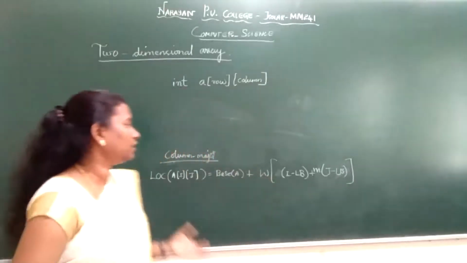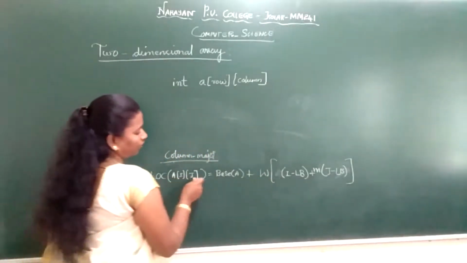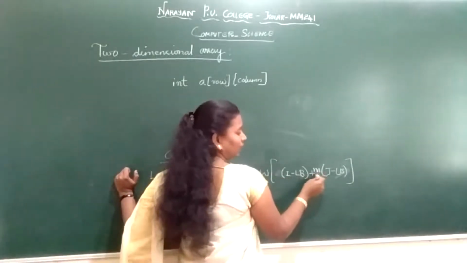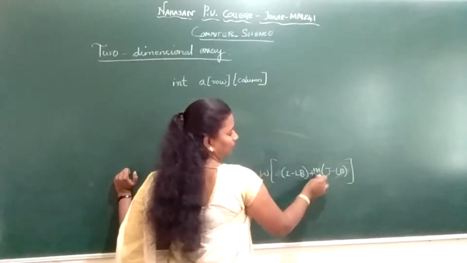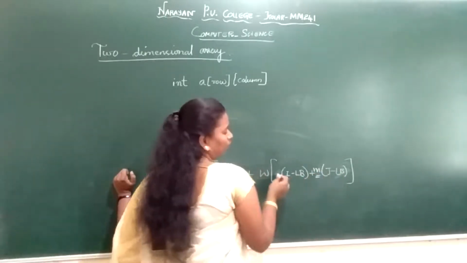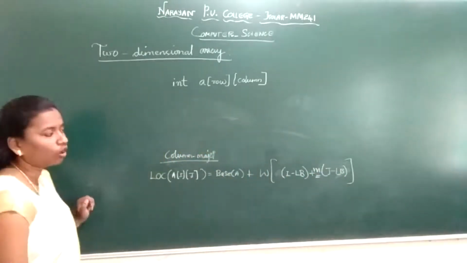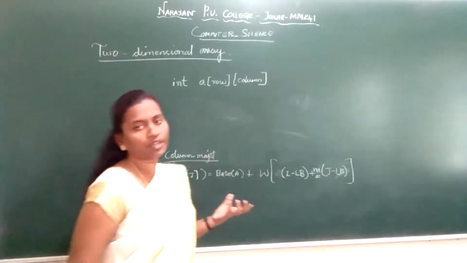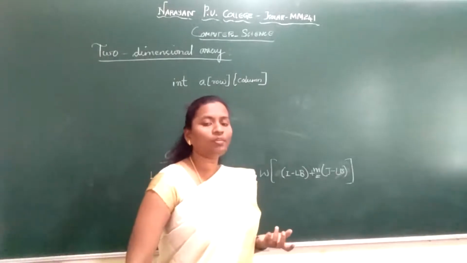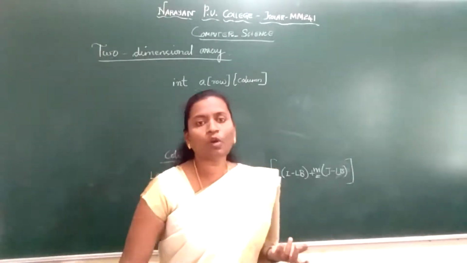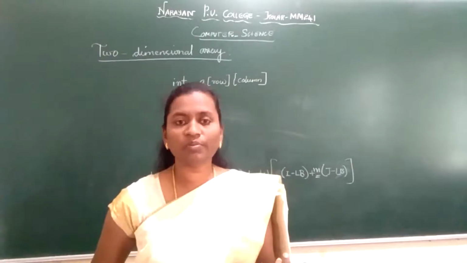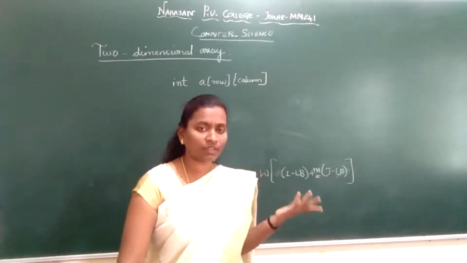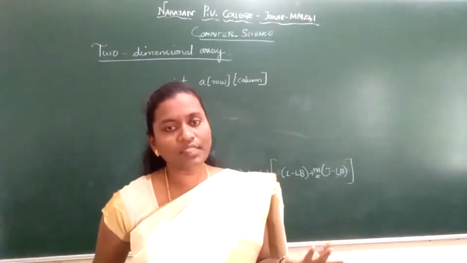Next we'll see column major. For column major, the location of A of i, j is equal to base of A plus W into (i minus LB), and for your column you are multiplying m into (j minus LB). For row we used to multiply by n, for column we multiply by m. So you need to keep these two formulas in your mind, one for row major and one for column major. In the regular class I solved one problem for row major and one for column major. Like that, if they ask you to find the row major and column major by giving a problem, you can easily solve it.